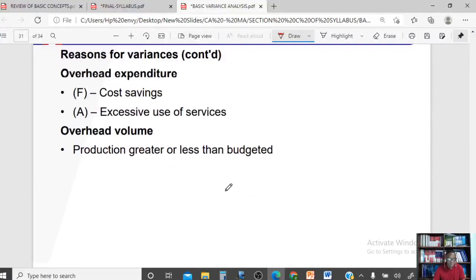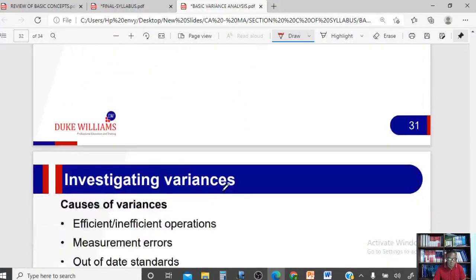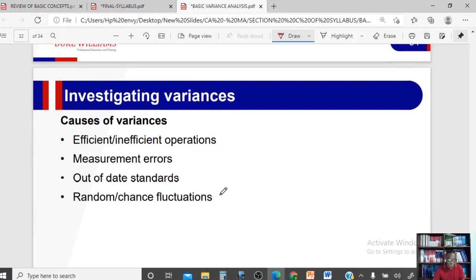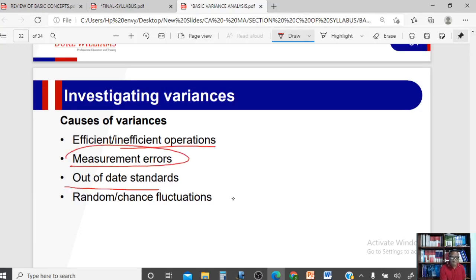So yes, the overhead expenditures as well, causes of variance, the same. Variances can occur: inefficient operations, measurement errors, out of date standard. So maybe the standard we have has not been updated for a long time. So then we are measuring against something which is a bit out of place, not very realistic. And so, that can lead to what? Huge adverse variances, for example. Random fluctuations in prices as well.